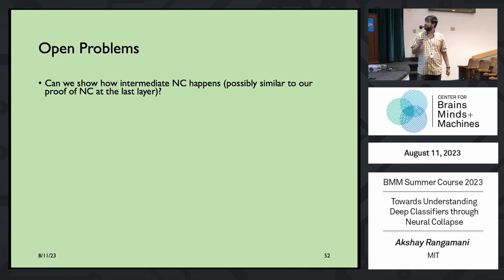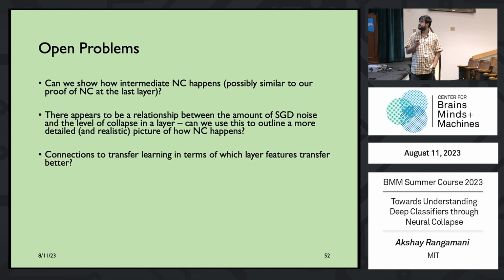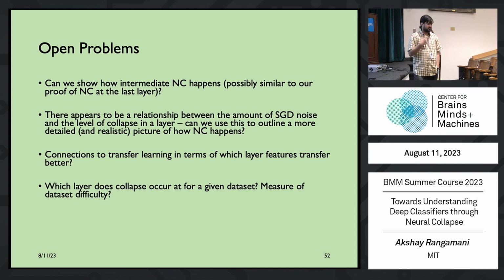So finally, I think this raises a lot of questions. First of all, we don't have proofs of this. Can we show that it happens? There seems to be a relationship between the magnitude of the gradients that you get to and the final NC solution. Can we characterize that so that we can get some more fine-grained control of neural collapse? There are connections to transfer learning, which all of you recognized, and which layer does collapse happen at? That's a good way to measure the difficulty of a data set. Not saying anything completely new here, because for more difficult data sets you need larger networks, but you can also measure this as how many layers are actually collapsed and how many layers I need to train.